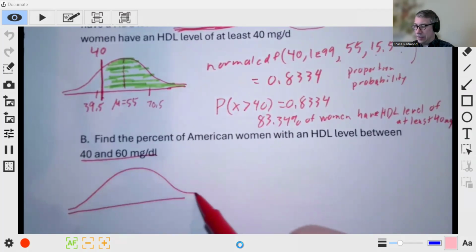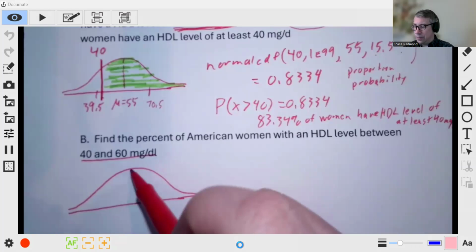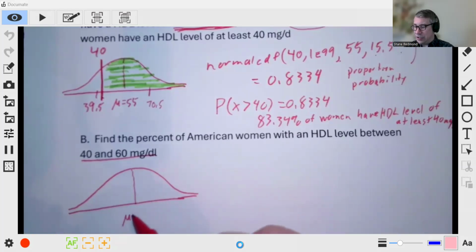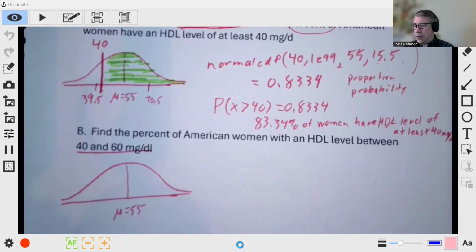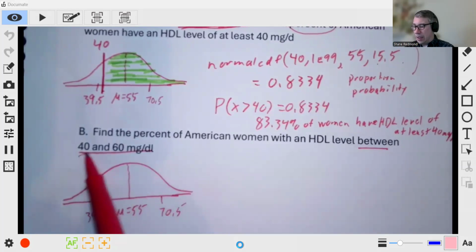So again, of my students, I would require a picture marking the mean, which again was given to be 55 in the middle. If you want to put in a scale, what am I doing for my scale? I am adding and subtracting the standard deviation. I'm adding and subtracting 15.5 here. But what's really important is to put in these values that we're looking for here between 40 and 60.